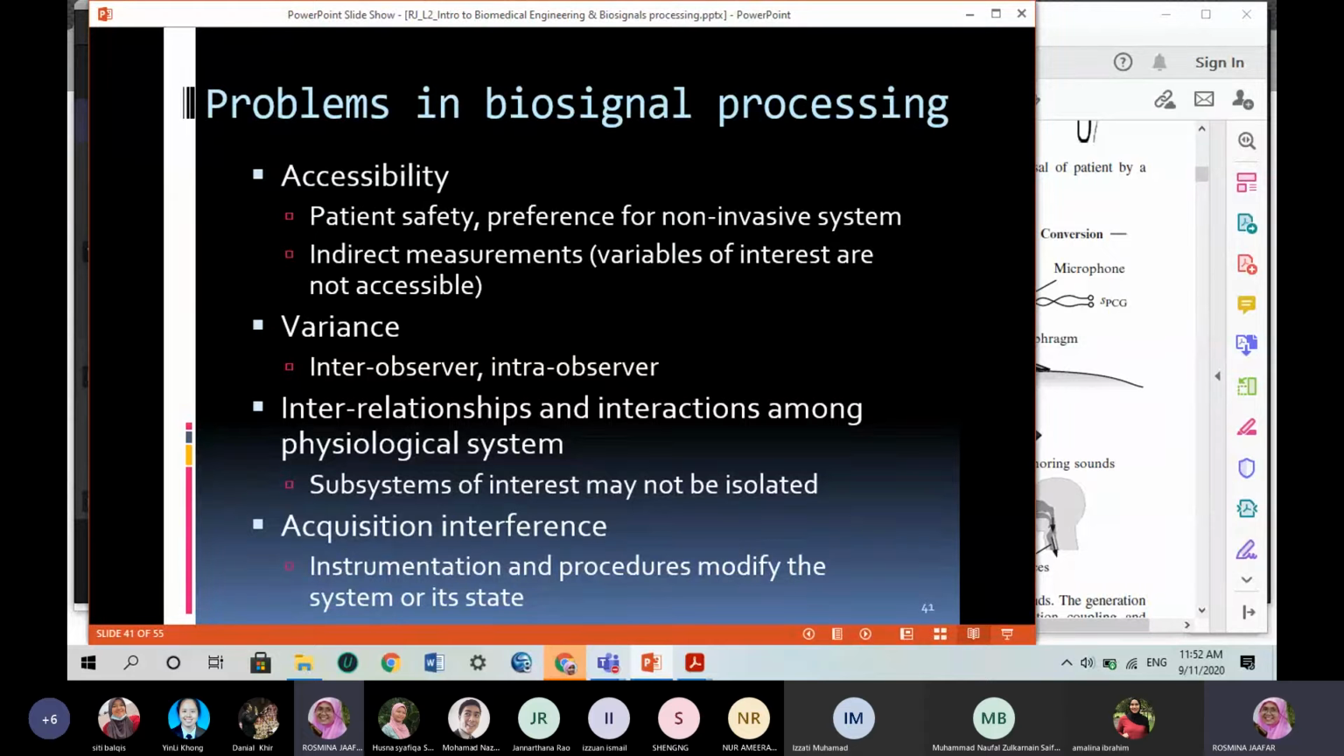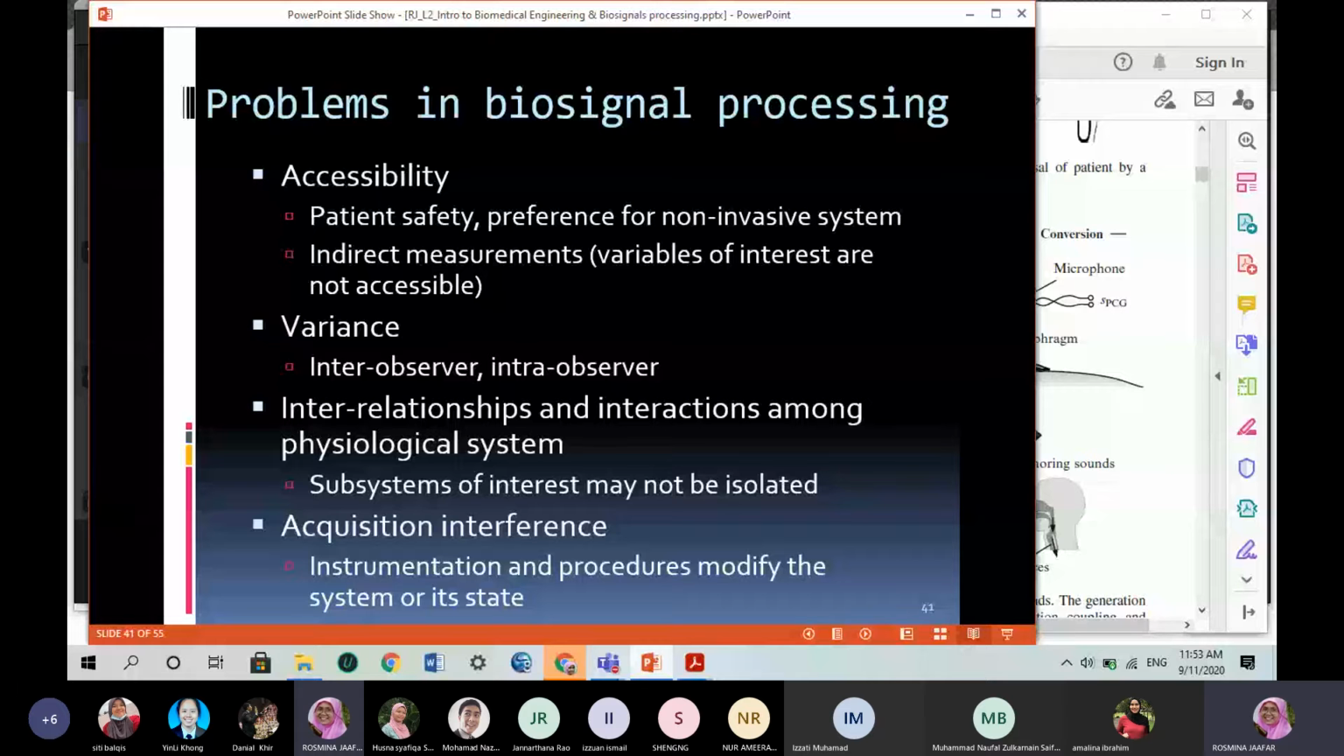So you need to refer to the reference signal also. And then biosignals have issues of variance. Different people taking data may produce different results, and the variance of the data is due to inter-observer variance or intra-observer variance.